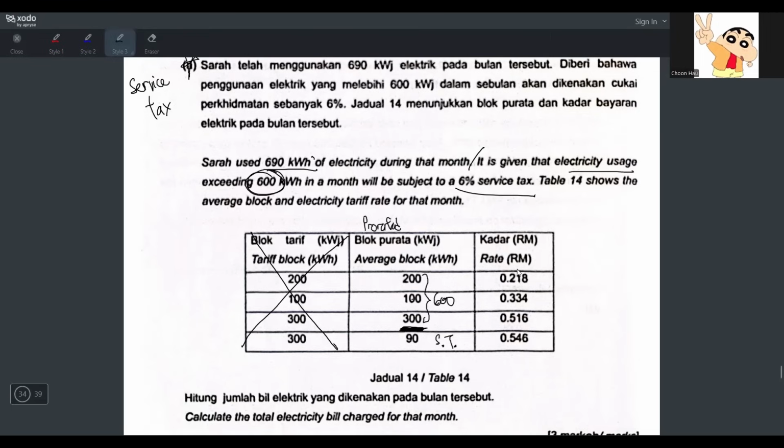Okay, and then this table will be the rate, and actually you can calculate the amount from here. How to calculate the amount is just take the rate multiply with the 200. Okay, so let's do that. 0.218 times 200. So let's press, you will get, let's write in two decimal places because it's RM, 43.60.